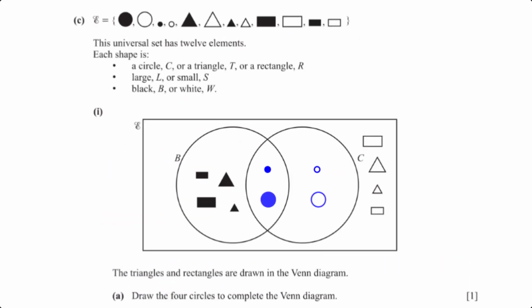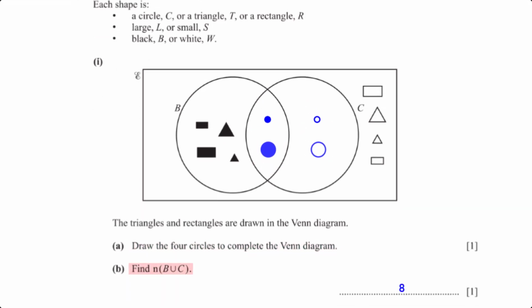This universal set has 12 elements. Each shape is a circle C, or a triangle T, or a rectangle R, large L or small s, black B or white W. The triangles and rectangles are drawn in the Venn diagram. Draw the 4 circles to complete the Venn diagram. The intersection of B and C describes the elements that are circles and black in color. The remaining circles go into this region of the Venn diagram.